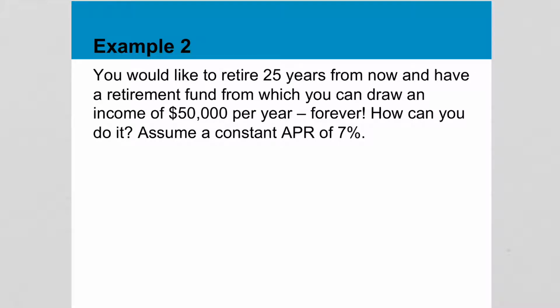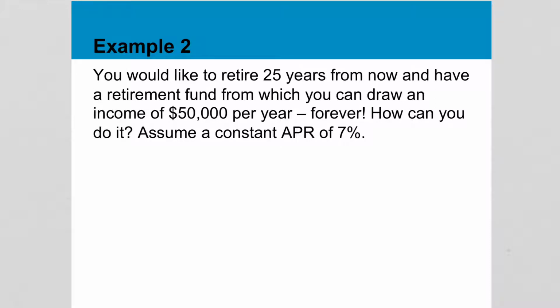Example 2 says you would like to retire in 25 years from now and have a retirement fund for which you can draw an income of $50,000 per year forever. How can you do it? Assume a constant APR of 7%. Well, first of all, I let this fool me and think that a retirement plan would pay 7%. It doesn't. It's like 1 or 1.5. So, yeah, that's a little overestimating here, but you get the idea.